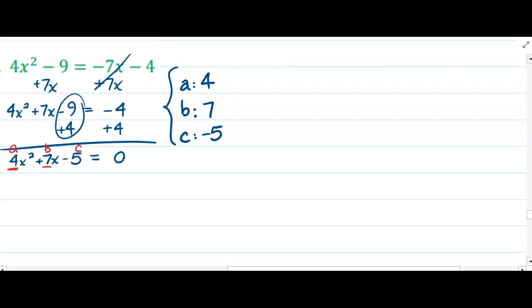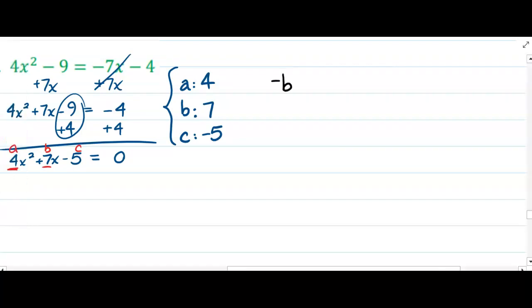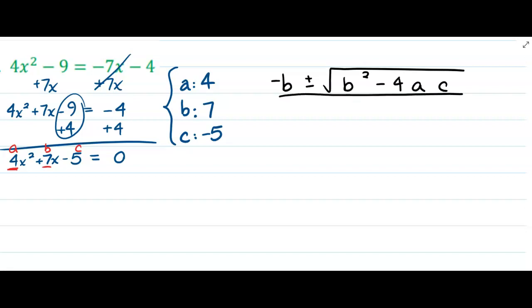Now we're ready to take these values and put them right into our quadratic formula. Negative b plus or minus the square root of b squared minus 4ac all over 2a. Now I encourage you to take out the variables and leave parentheses behind.